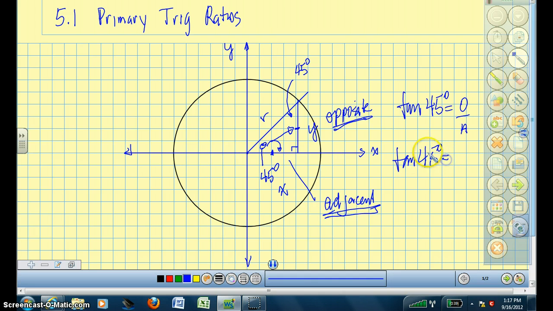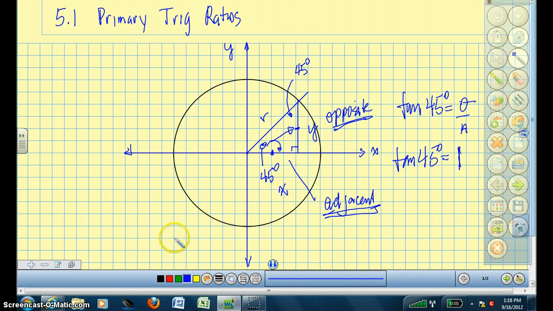However, I already know that this length and this length have to be the same. That means if I take one thing that's the same and I divide by the same thing, I'm going to end up with a 1. So as an experiment, if you have your calculator as you're watching this video, you can do tan 45 and see what you get. And this is how we get all the trig ratios.